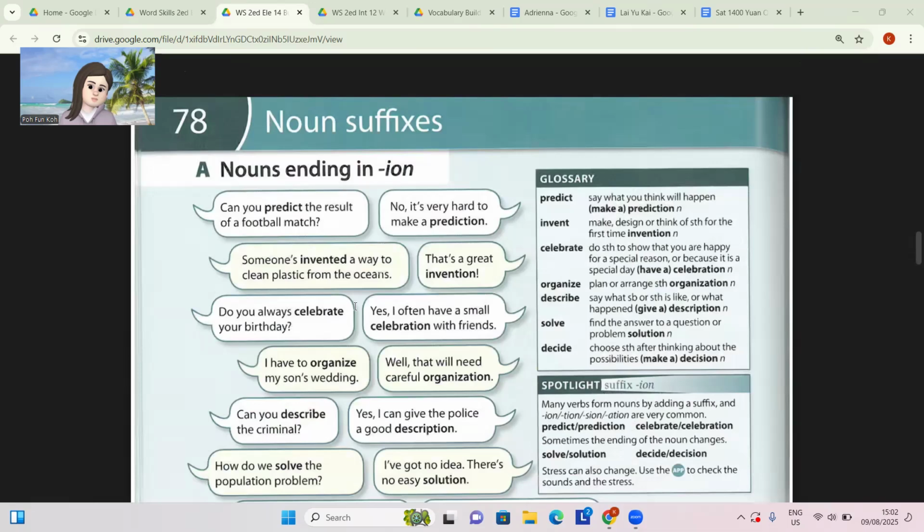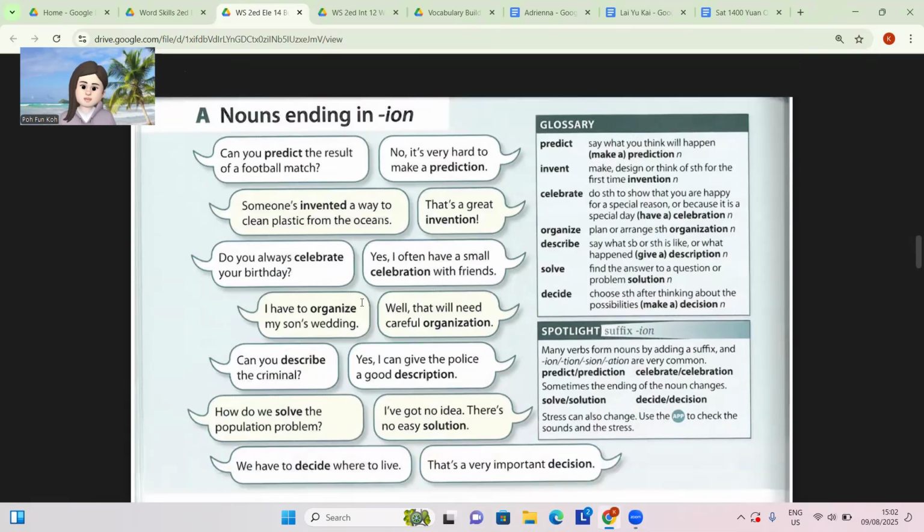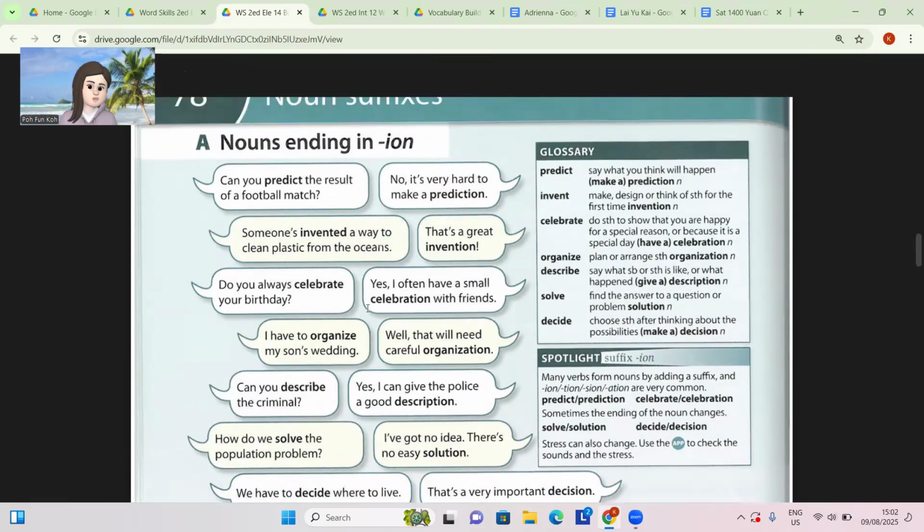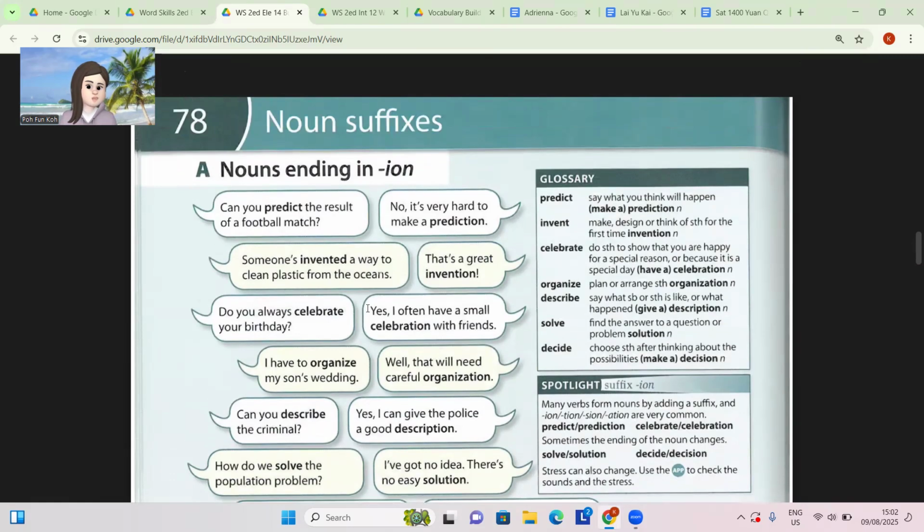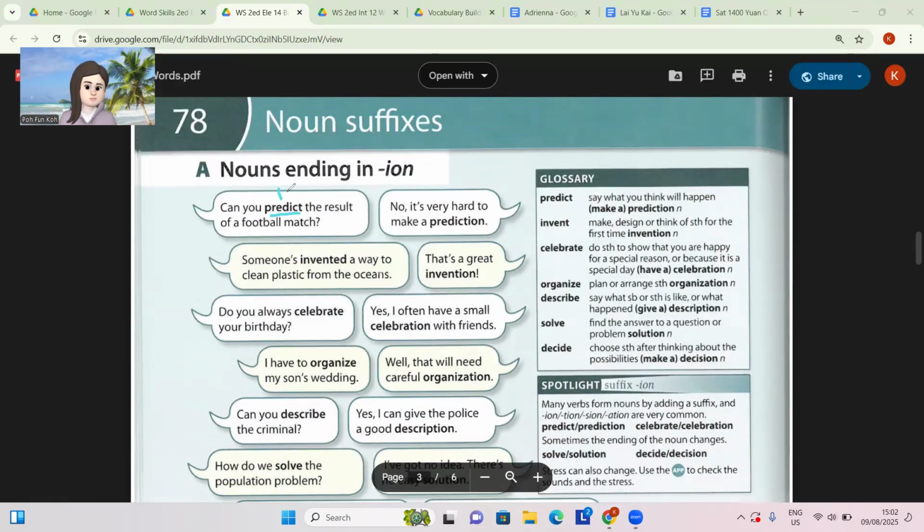And now, take a look here. ION. It's a very common way, a very common suffix. So predict, on the left, you see predict is a verb. Prediction, we add ION. Prediction, we use this word as a noun.